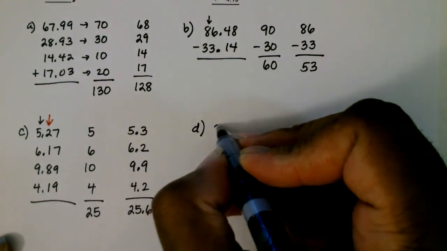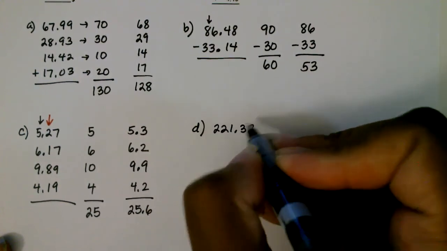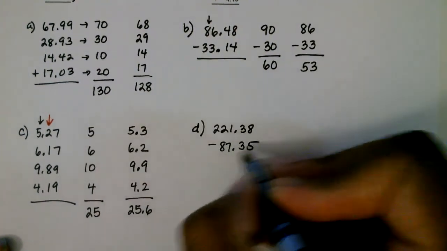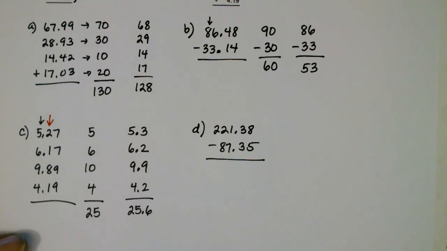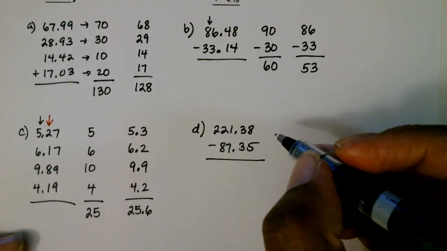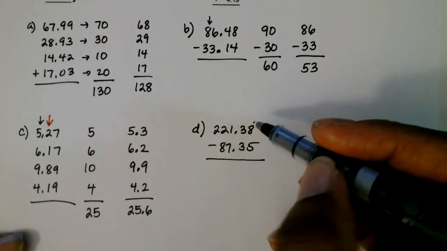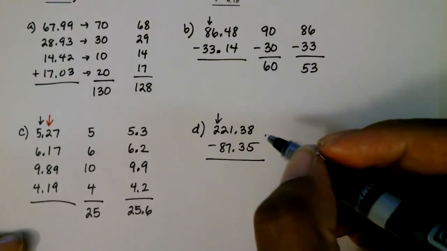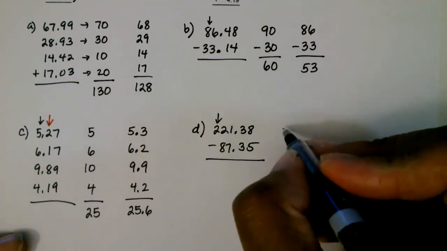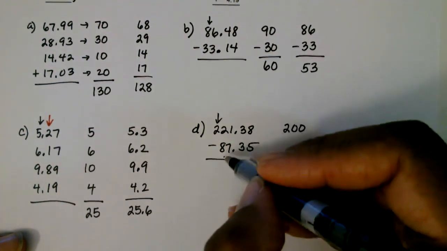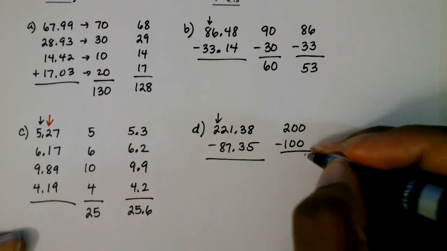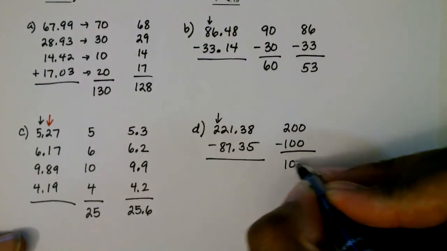And then in part D, it's 221.38 minus 87.35. Now, if I was to round this, let's say to the nearest 100. I look at the first digit, which is a 2. To the right of it is 2, so that stays at 200. 87.35, that's going to be close to 100, so I round that up to 100. 200 minus 100 would be 100.